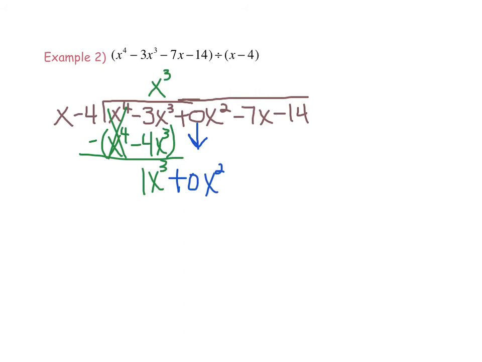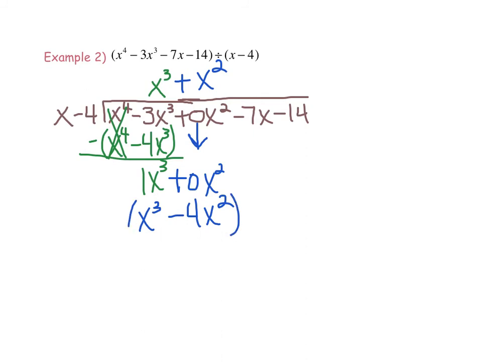Now I'm going to start the same process over again. I'm going to say x times what equals x to the third power. And that's going to be x squared. So I will write plus x squared over the 0x squared. Okay, now I'm ready for my distribution. I'm ready to say that x squared times x is x to the third power, and that x squared times negative 4 is negative 4x squared.